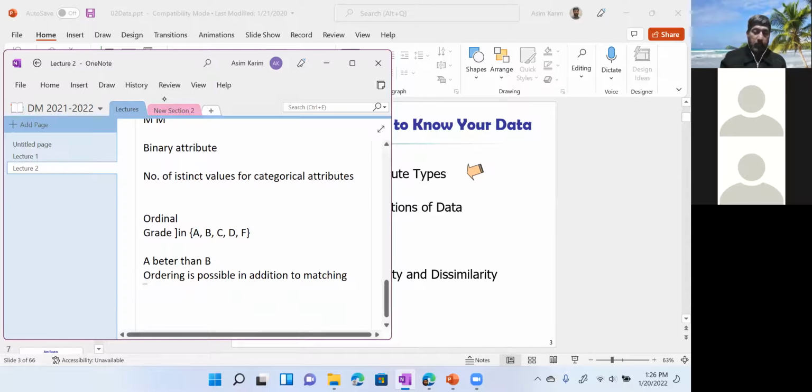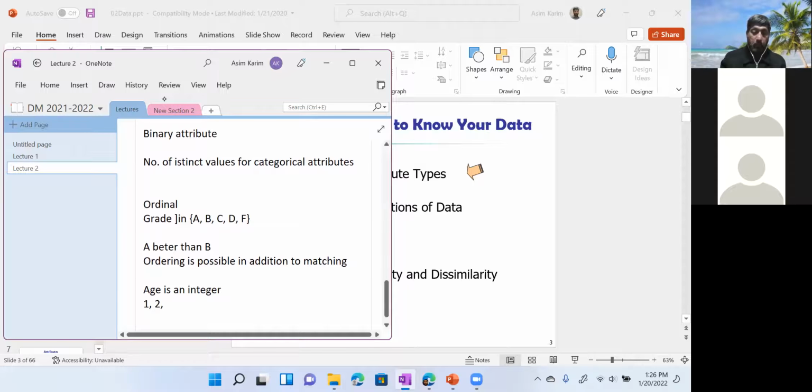So for example, age oftentimes is given in whole numbers. So usually this is an integer. So age is an integer. So integer, of course, will be 1, 2, 3, and so on. So in this case, it is nominal, yes, but it is not necessarily categorical. It's a numeric attribute. So as I said, attribute categories may overlap.